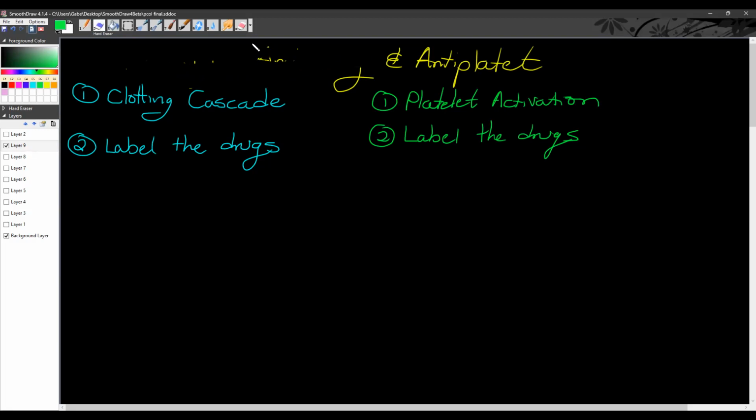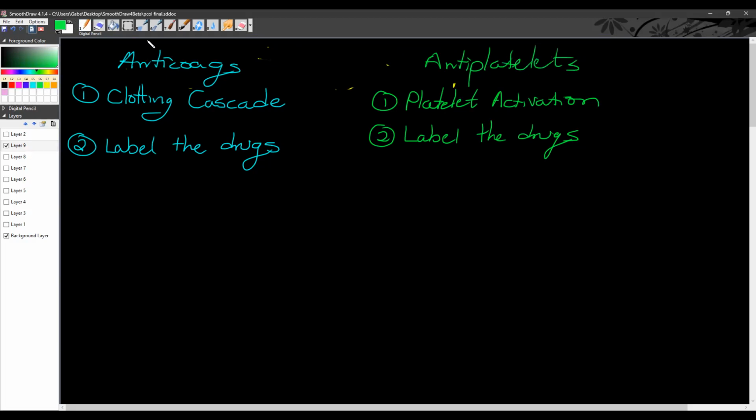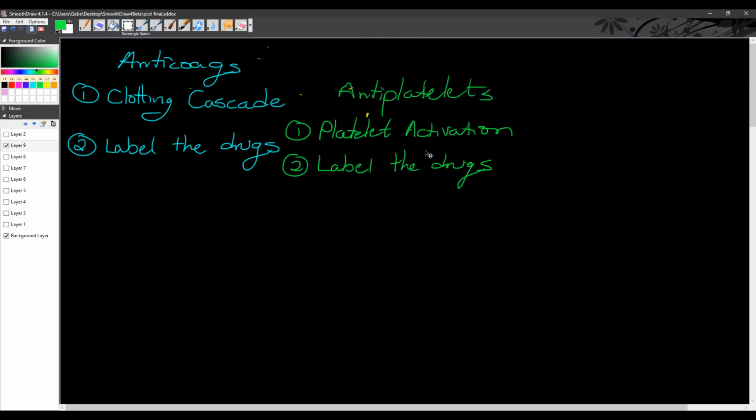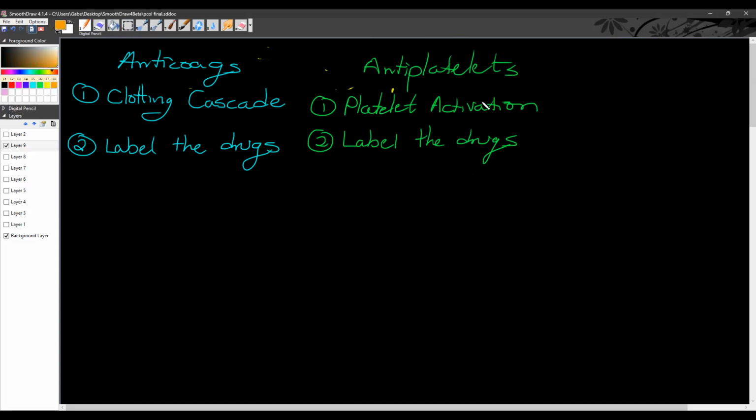So let me put this correctly. So here's our anticoags. Here's our antiplatelets. And then finally, I want us to label our fibrinolytics. And the challenge I'm going to give you guys is try to keep them all in one picture.